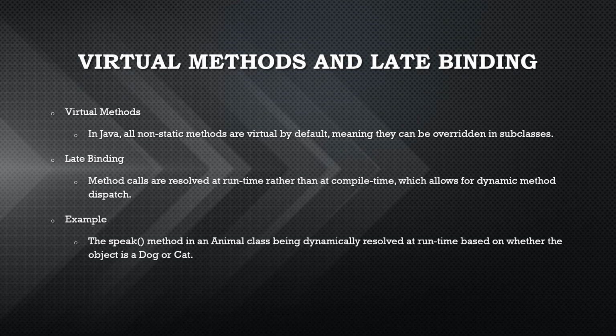A hands-on demonstration of this concept could involve creating a class hierarchy where the animal class has a speak method that is overridden by its subclasses, allowing you to observe late binding in action as the appropriate method executes based on the actual object type at runtime.